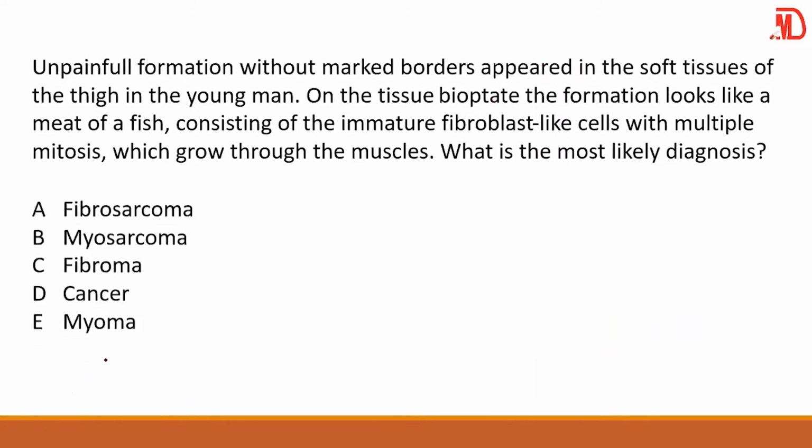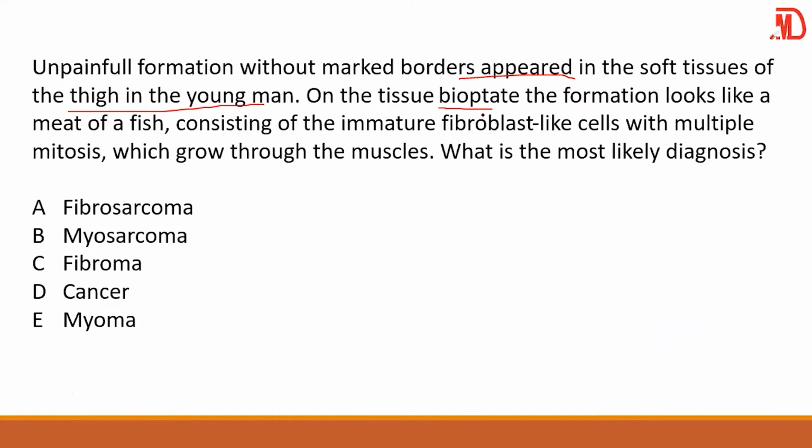A painful formation without marked borders appeared in the soft tissues of the thigh in a young man. On the tissue biopsy, the formation looks like fish meat, consisting of immature fibroblast-like cells. Fibroblast-like cells, so you could be thinking of fibrosis with multiple mitosis which grow through the muscles.